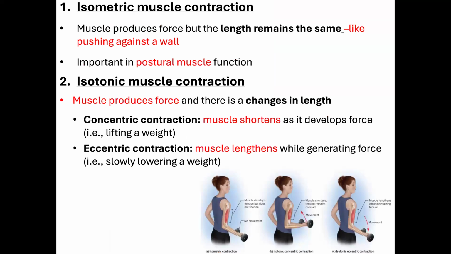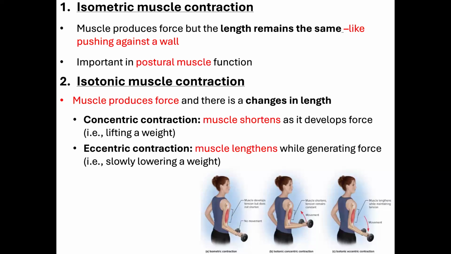Isometric contraction and isotonic contraction. So you went to the gym today, right? When you lifted the weights, you were doing either isometric contraction or isotonic contraction. What's the difference? Isotonic. You were doing isotonic, because the muscle contracts and changes length. So that is isotonic.